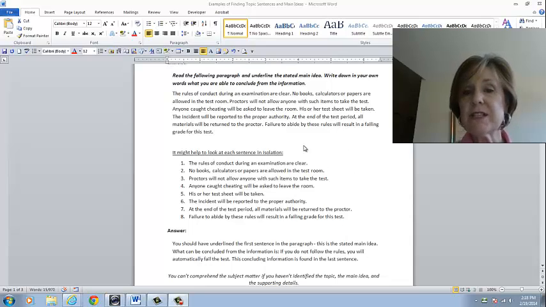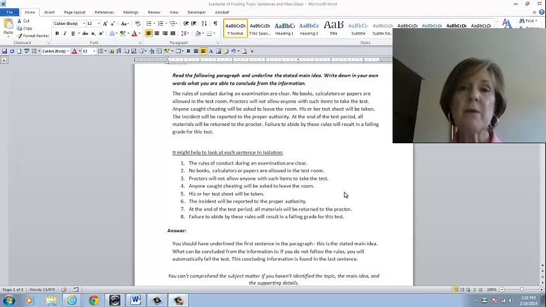So this is just separating each sentence, and sometimes it helps you to be able to understand the paragraph a little bit more if you're able to isolate each sentence. So that's a strategy you may want to use. What do you think, after looking at these sentences, would be the topic sentence of this paragraph? Which sentence kind of sums up everything that they're talking about?